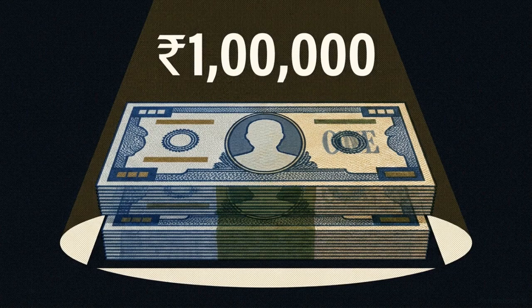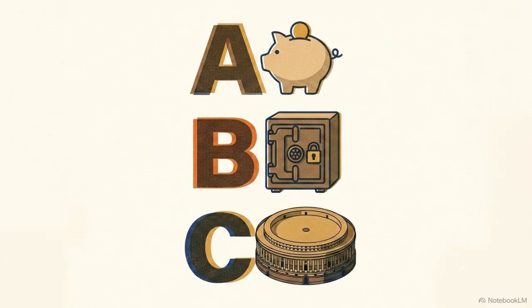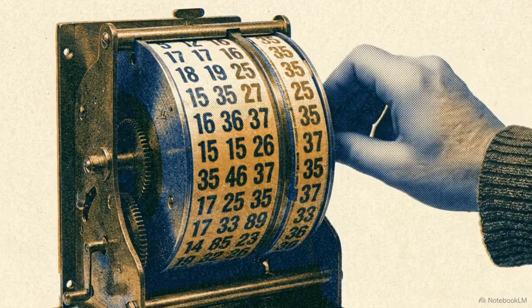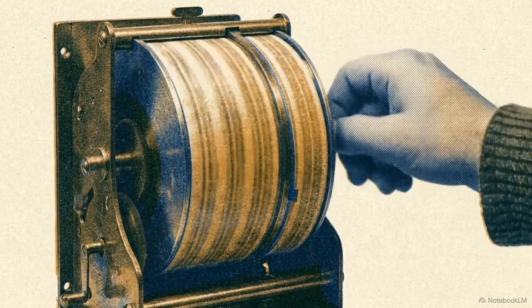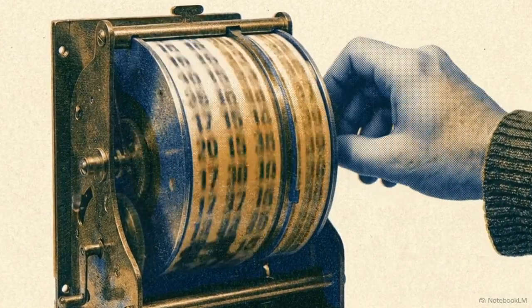Let's test what you'd do. If you had 1 lakh rupees to park right now, would you put it in option A, a savings account, option B, a fixed deposit, or option C, a government bond? Drop your choice in the comments. And while you're there, tell us, if the government offered you a 30-year bond today, would you be willing to lock up your money for 3 decades?